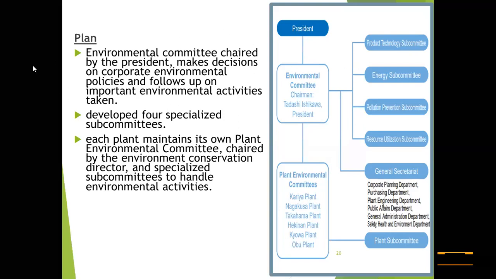Very important. So the committee chaired by the president makes decisions on corporate environmental policies and follow-ups. Those are policy levels. They develop four specialized subcommittees: 1, 2, 3, 4. Each plant maintains its own plant environmental committee. So this is called the upper levels of this environmental management system. You cannot stop here, because only the top level can talk, but this may not be implemented if it doesn't go to the lower levels, the planning stage. So this is quite good.